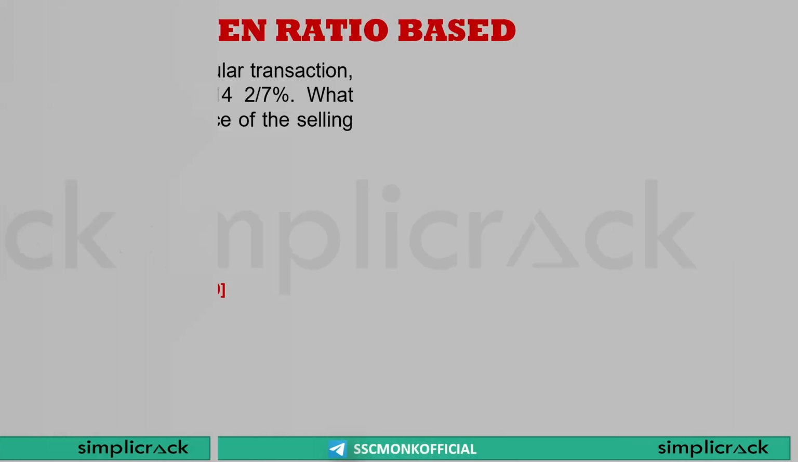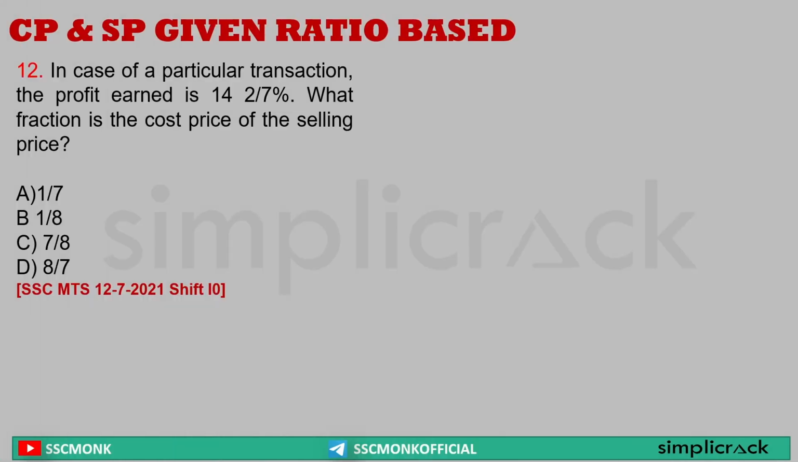Okay. Now, cost price and selling price given ratio based. Now it is saying that in a particular transaction, the profit earned is 14.27%. Sir, 14 2 by 7% is equal to 1 by 7. The profit earned, that means this is the cost price, this is the profit. So the selling price will be what?